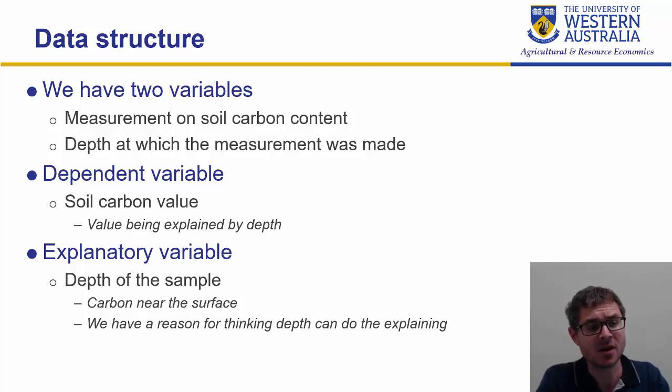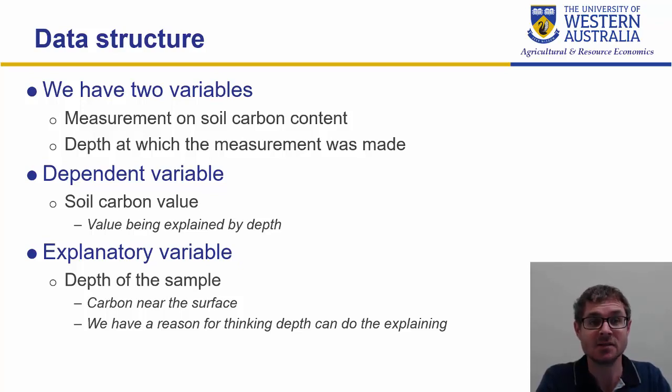So the dependent variable is the soil carbon value. So I'm saying that the thing that's doing the explaining is the depth. Okay, so sometimes it's not always intuitive in how we present this, but in this case, I think it makes sense to say, look, the carbon value that we get can be explained by the depth that we're sampling. So that's why I think that the dependent variable should be soil carbon and the explanatory variable should be the depth of the measurement.